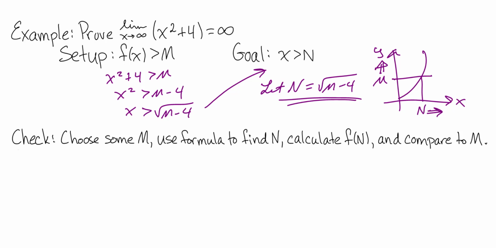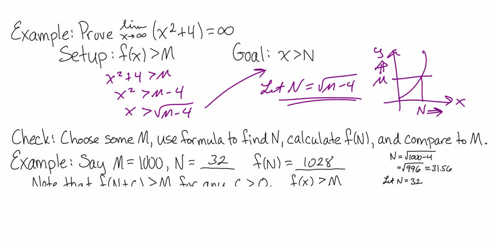And we can check this. If we choose some m and use our formula to find n, we can calculate the y value f of n and compare it to the value we're trying to exceed. So here let's say m equals 1,000. Then n would equal the square root of 1,000 minus 4, which is approximately 31.56, so we'll let n equal 32. If n equals 32, then f of n is 1,028, which is a value greater than 1,000. And any x greater than 32 will give us an f of x greater than 1,000.